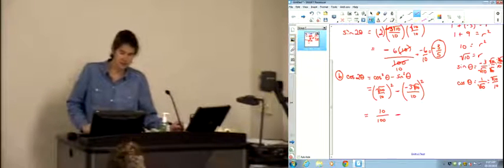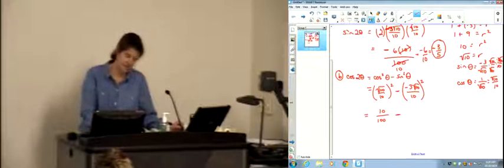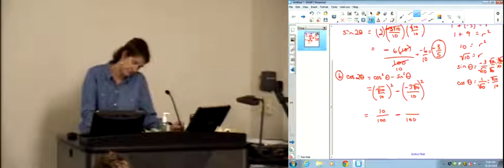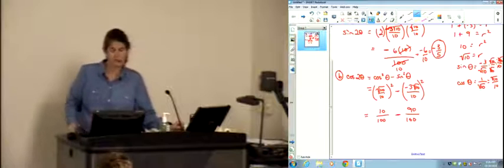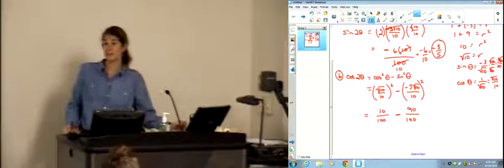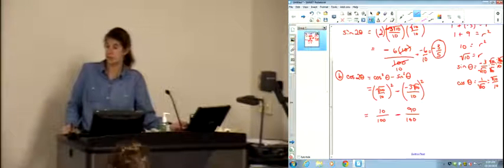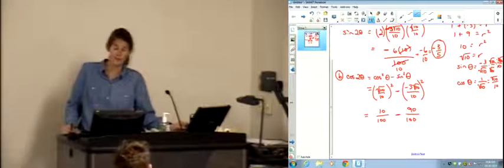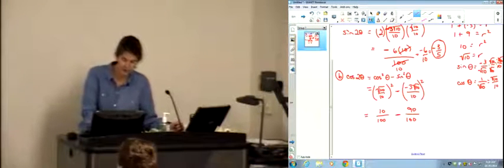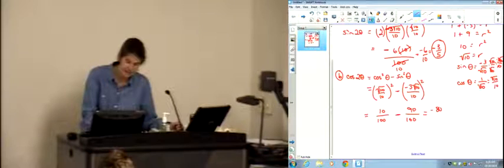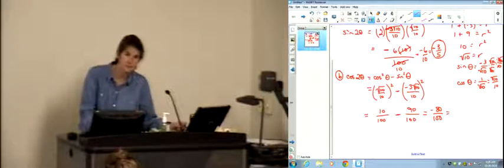Minus, what's this one going to be? 90 over 100. Good, 90 over 100. That's correct. Because negative 3 squared is 9. Square root of 10 squared is 10. So we've got 9 times 10 is 90 over 100. That's negative 80 over 100, which will be, what? 4/5. Negative 4/5. Good.